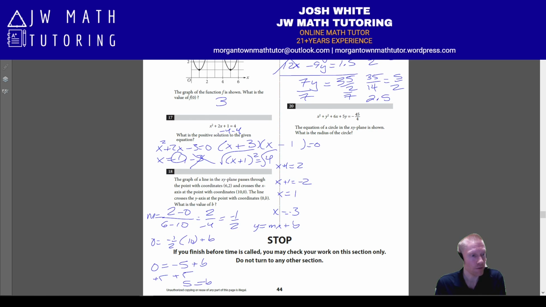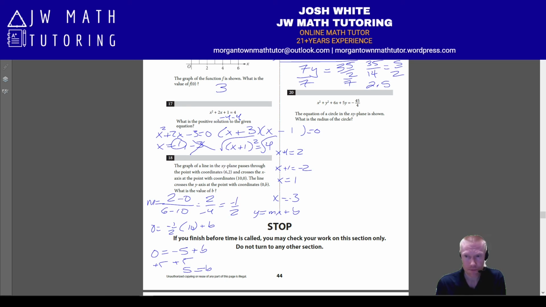Now for the last problem, number 20, this is the equation of a circle. They want to know the value of the radius. And again, you don't need to actually work out the entire thing to put the whole equation in standard form. You really only need to find what the final number on the right side is.